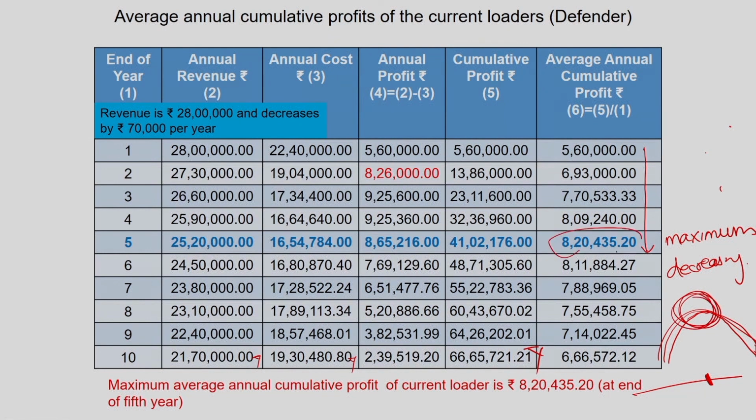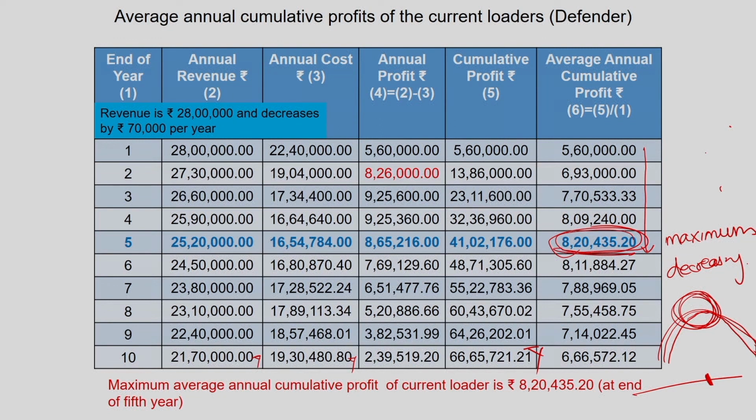That is happening in the 5th year for the current loader. So, the maximum profit we are getting in the 5th year. It means that if you are holding this machine for 5 years with you, the average annual profit for the past 5 years will be 8,20,435.2. So, this is the economic life for the current loader based on the maximum profit method.